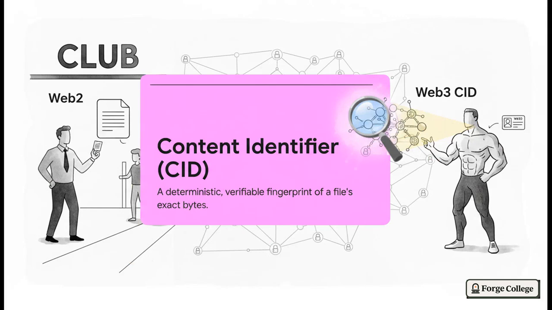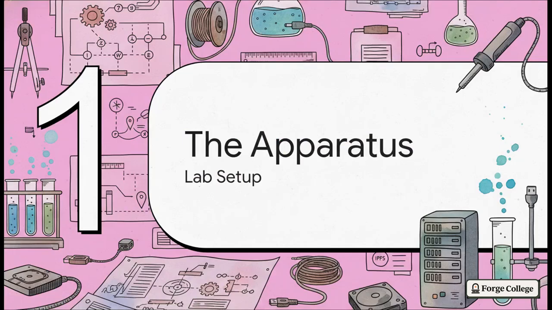Now, before we even touch the tools, we absolutely have to understand our core component, the content identifier, or CID. It's essentially a deterministic, perfectly verifiable fingerprint of a file's exact bytes. I like to think of a CID like a ridiculously pedantic club bouncer. In Web 2, the bouncer just glances at your plastic ID card, right? Just checks your file name and location. But this Web 3 CID bouncer? No way. He completely ignores your ID card and instead scans your exact molecular structure. Literally, if you change even a single atom, you're a completely different person to him and you get a completely different CID.